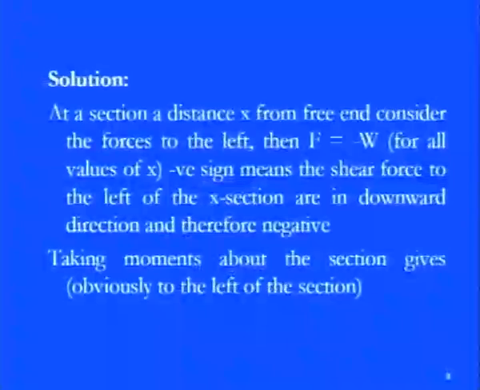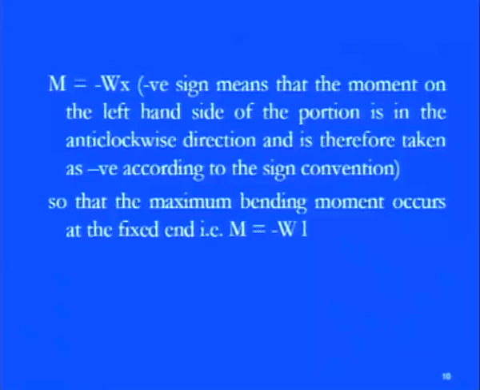Now, taking the moment about this cross section, as we have discussed, the value F is nothing but equal to minus W, and correspondingly the bending moment will come. So the bending moment is equal to minus W into x. The minus sign again appears because the beam is going to bend in the hogging portion, so we have a negative part in that.